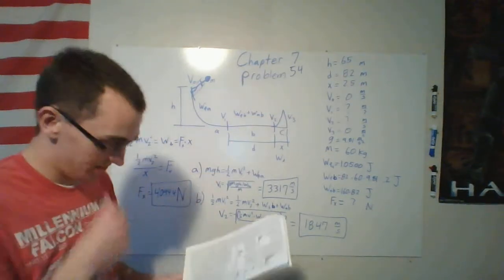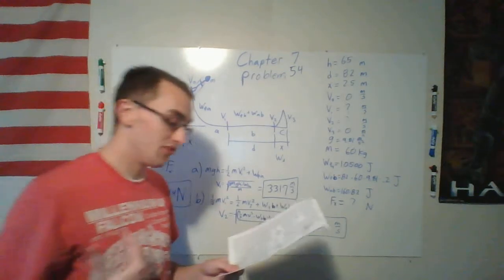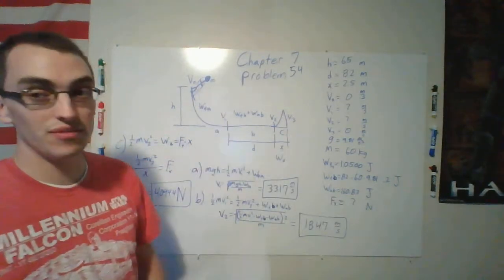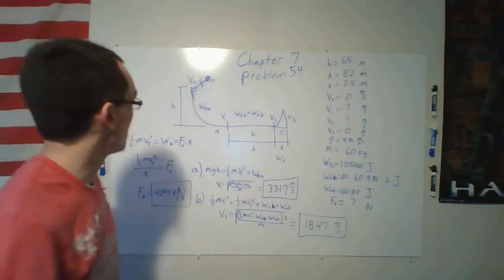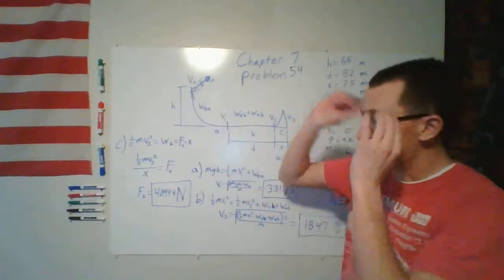Now part C: the skier hits a snowdrift, which is this little thing here that I drew. It's kind of triangular. She hits a snowdrift and penetrates 2.5 meters into it before coming to a stop. What is the average force exerted on her? That snowdrift stops her. So part C, switch over to this side.